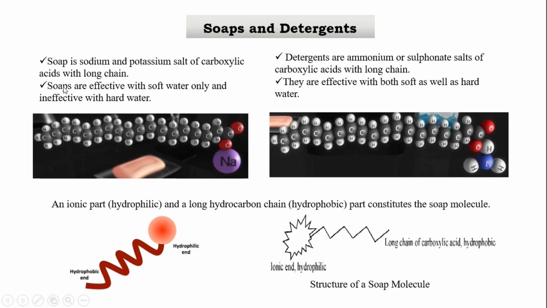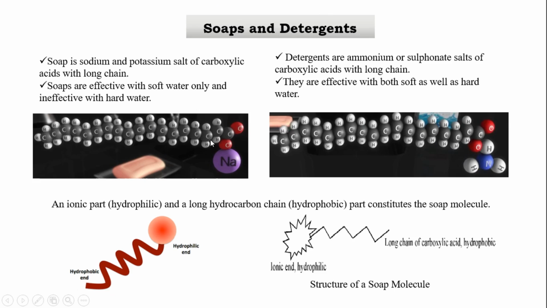The second difference is that soaps are effective with soft water only and ineffective with hard water. Basically there are two kinds of water: soft water and hard water. In soft water, soaps are very effective, meaning you will see the formation of foam. But in hard water, soaps don't work that much. You won't see the formation of foam in hard water, but detergents are effective in both soft as well as hard water. This is the difference between soap and detergent.